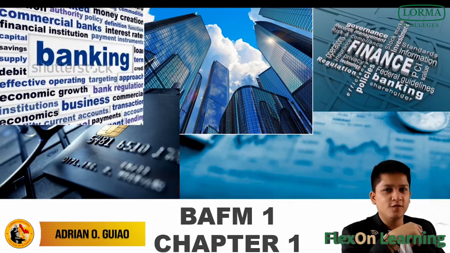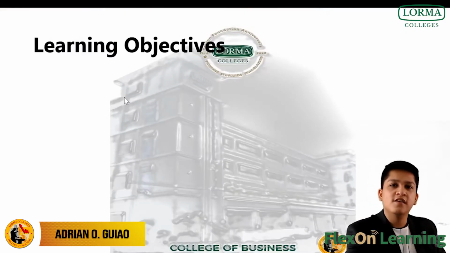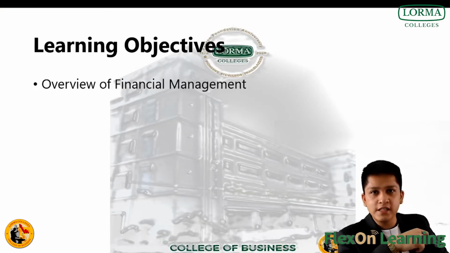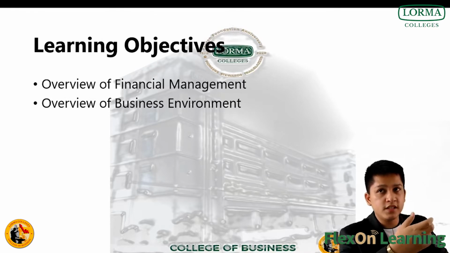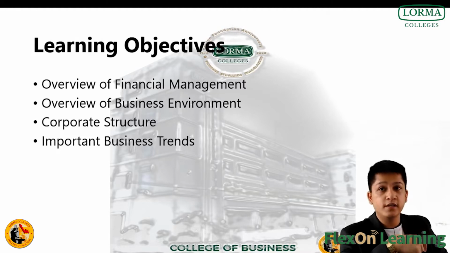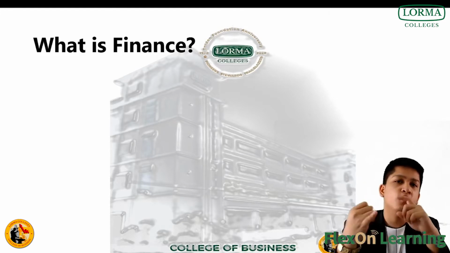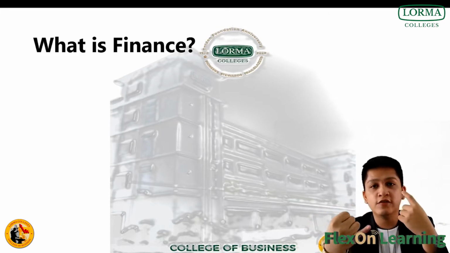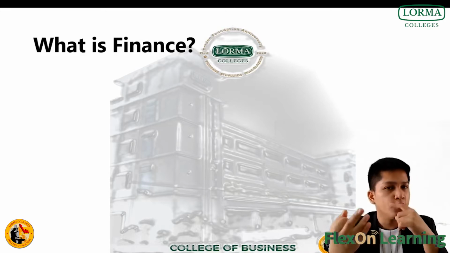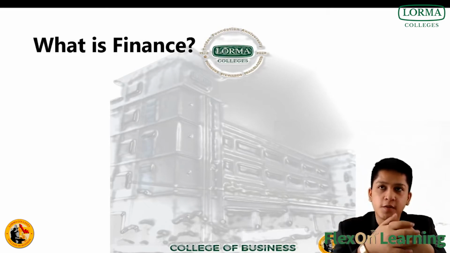Okay, let's go. These are the learning objectives of this lesson for this hour. First is the overview of financial management, the overview of business environment, the corporate structure, and important business trends. Last meeting, we already talked about the course output, the course outline of this subject, the course description of financial management, your term output, and a brief discussion about this subject.